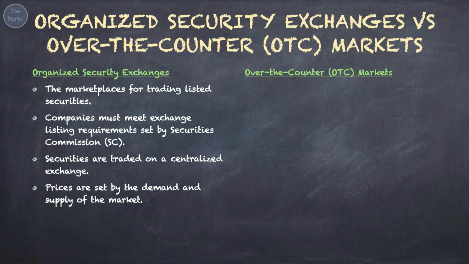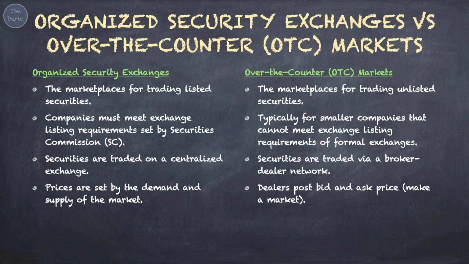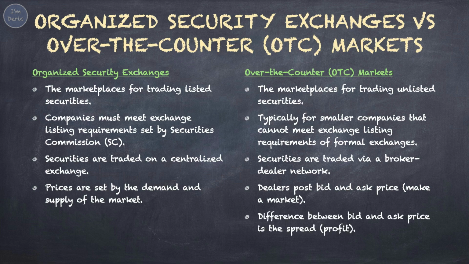Next, about the over-the-counter (OTC) markets, aka dealer markets. These are the marketplaces for trading unlisted securities. Typically for smaller companies that cannot meet exchange listing requirements of formal exchanges. Usually, securities are traded via a broker-dealer network, and dealers post bid and ask price to make a market. The difference between bid and ask price is the spread, which means if the ask price is greater than the bid price, they will make a profit.